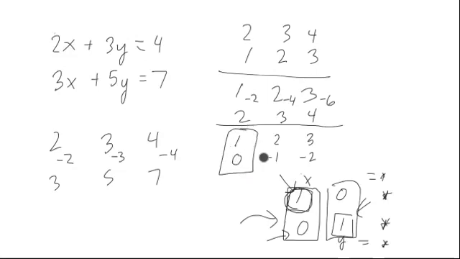But what we can do is divide this whole row right here by -1. So let's do that. 1, 2, 3. Then we have a 0, 1, 2. We just divided it by -1. Okay, great, because we have a 1 in position now.